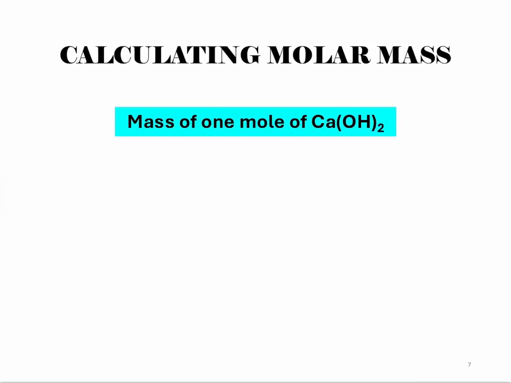Right, so here we have another example. We have calcium hydroxide, right? This is an ionic compound. Hydroxide is a polyatomic ion. And we want to find the mass of 1 mole, meaning that we just need to find the molar mass of this molecule. And so how do we do that? We need to add up the molar mass of what atoms?